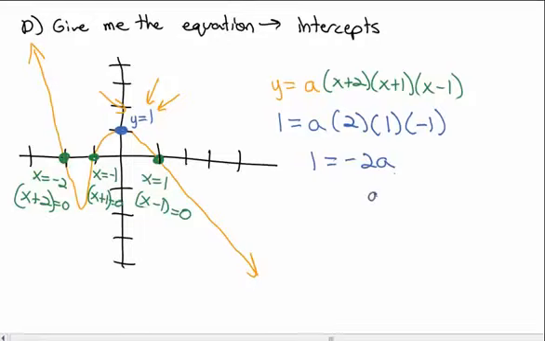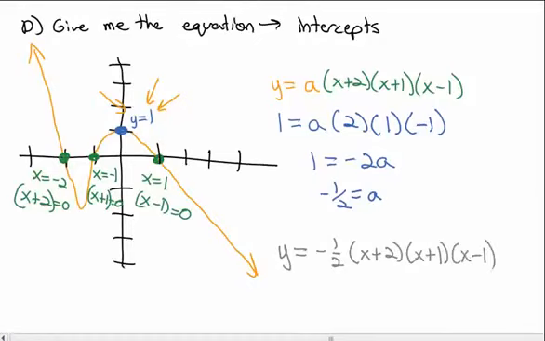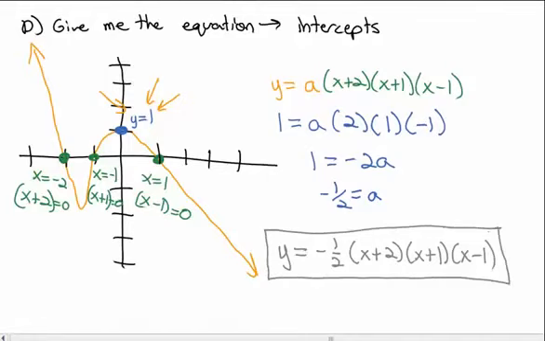Solving for a is quite simple. We divide by the -2, and a must be -1/2. And so we can see then our entire function is y equals that a, the -1/2, times x plus 2, times x plus 1, times x minus 1. We now have our polynomial.